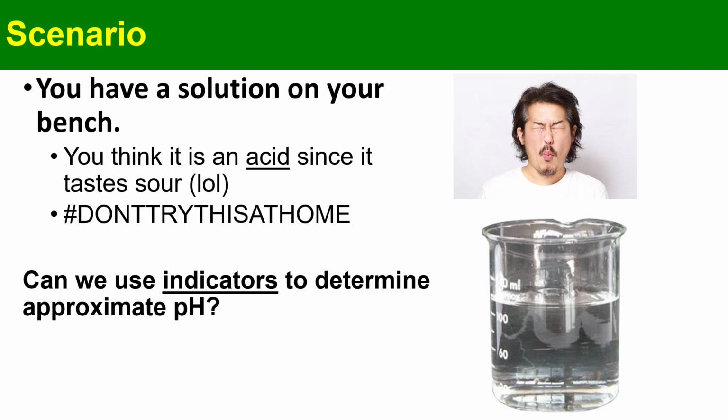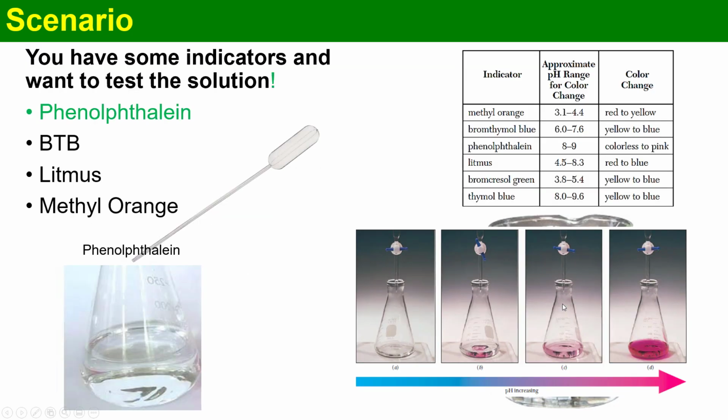So now that we know a little bit about pH indicators and how they work, let's get back to our scenario where we were trying to figure out whether this solution here was an acid or a base and what its approximate pH was. Let's start off using phenolphthalein. So if I have phenolphthalein and I drop it in an Erlenmeyer flask with our solution and I notice that it's clear, what does that tell me?